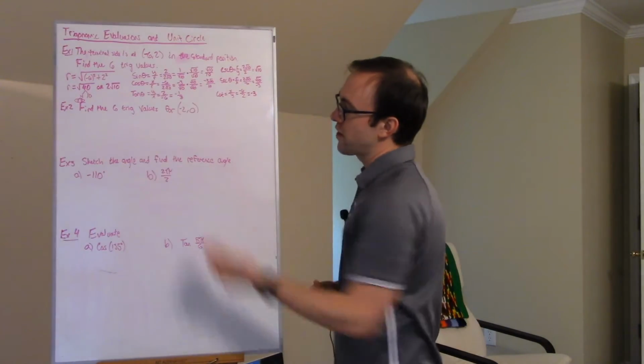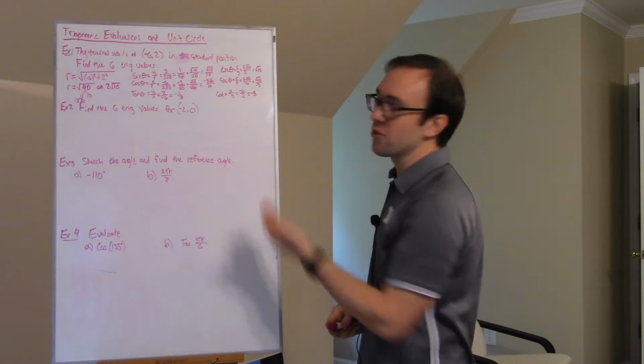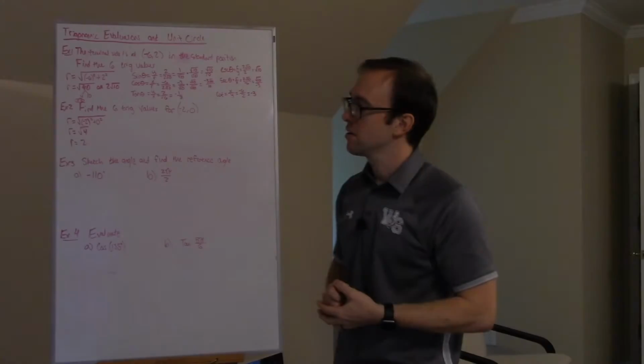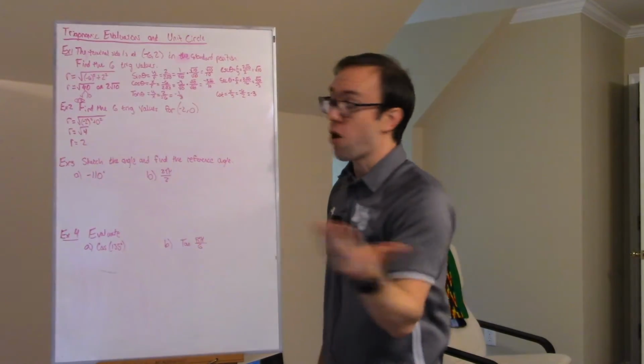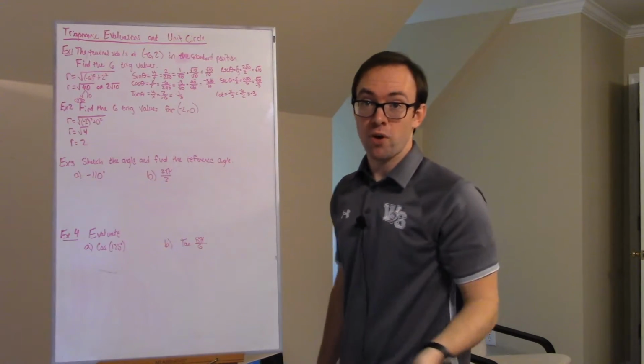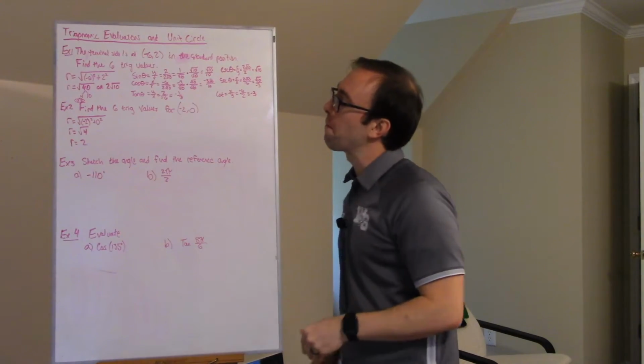Example 2, find the 6 trig values for the ordered pair negative 2, 0. So similar to the first one, except this time negative 2, 0. The first step here is to find r. r in this case is 2 because the square root of negative 2 squared plus 0 squared is the square root of 4, which is 2.